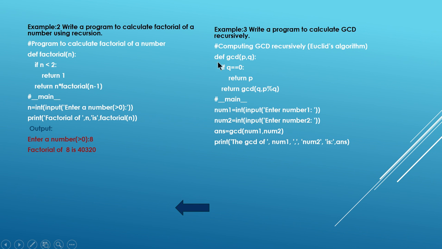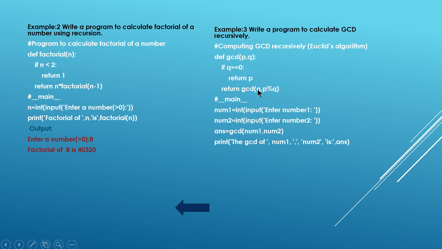def GCD of p comma q, two numbers you are passing. If the q value is equal to 0, then p is your greatest common divisor. That is your base case. Otherwise, return GCD of q, that is the second argument, comma p modulo q. So it is totally new.